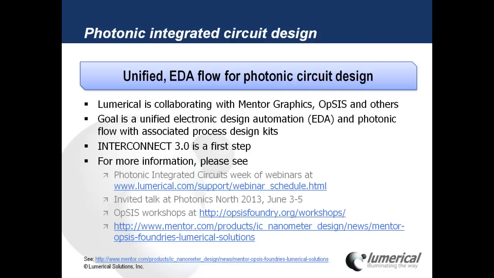For more information on this, I'd invite you to take a look at our Photonic Integrated Circuits week of webinars that's coming up in a couple of weeks. Please see our website for details, and particularly the first day is very interesting. We've also given an invited talk at Photonics North, June 3rd through 5th next month. There's also a number of ongoing OPSIS workshops, and I'd invite you to take a look at the OPSIS website for that. And recently, Mentor Graphics released a press release that discusses this collaboration and the vision for where we're going.